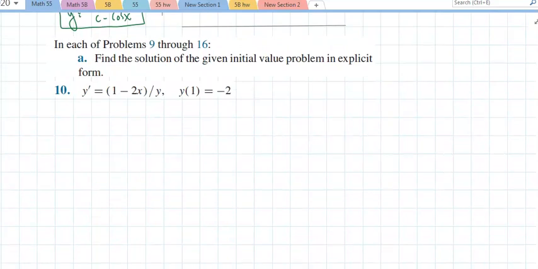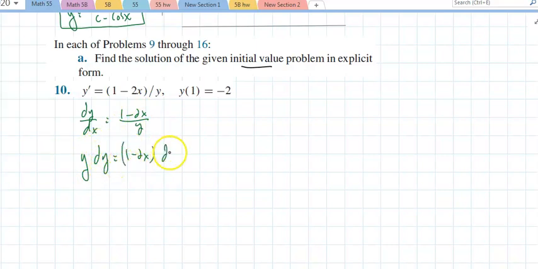I'd like to look at problem number 10. Here they say we're going to just focus on part A. It says find the solution of the initial value problem. So here you're going to find C. That's the only difference. So this is dy/dx. That is 1 minus 2x over y. If I cross multiply, y dy equals 1 minus 2x dx. If I integrate, I'm looking at y squared over 2 equaling x minus x squared plus c. And here I'm going to show you, I want to get this out of the way since this is something that's never going to go away.